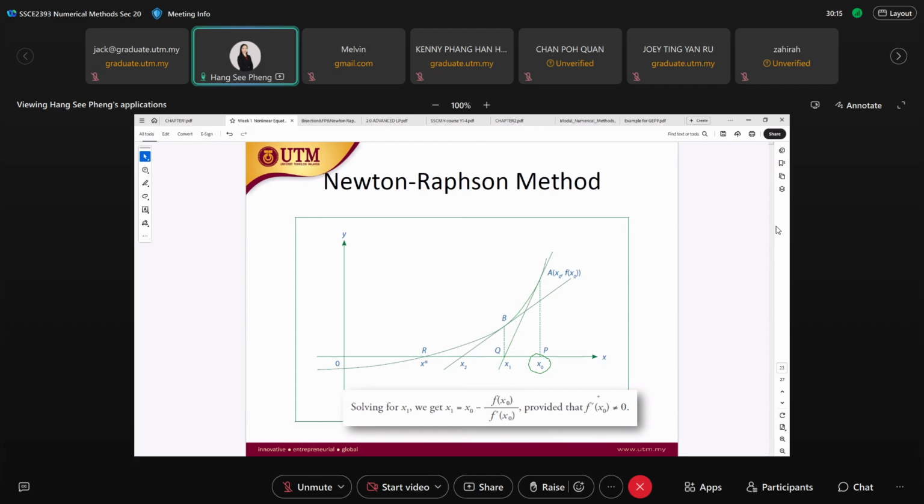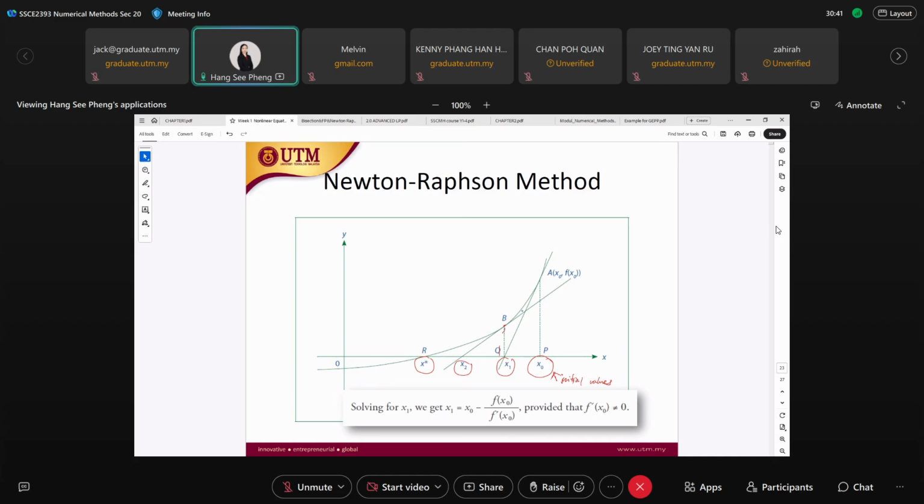These are the colors. And this is the x0, the initial value. Then we go to x1, iteration 1, iteration 2, iteration 3, and it approaches the root that you want. So maybe after 3 iterations, you are able to get the answer.